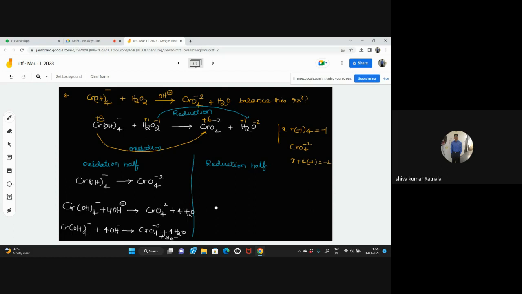Now coming to the reduction half. In reduction, what are we going to do? H2O2 gives H2O. Now here, oxygen is not balanced, right? For balancing oxygen, for one oxygen we add one water molecule. Now how many hydrogens are there? Four on the left side, two on the right. So what will we do here? Plus 2 electrons? No, not two electrons. Why would we add two electrons? Already it is a neutral molecule, right?